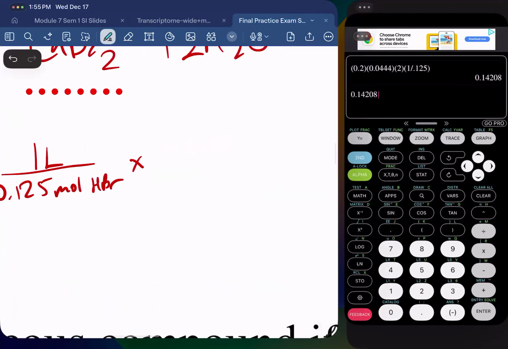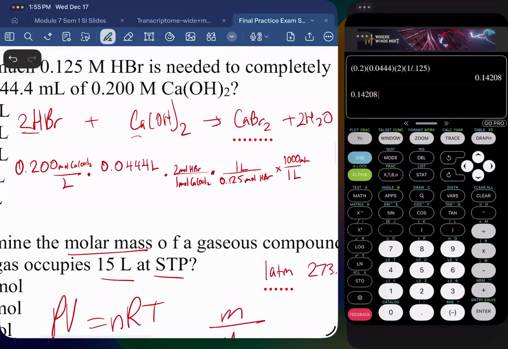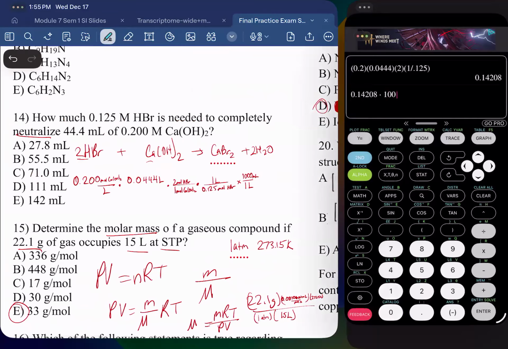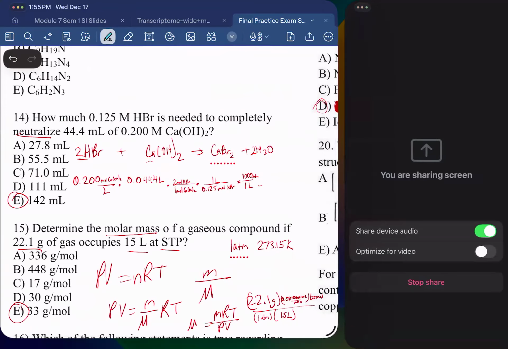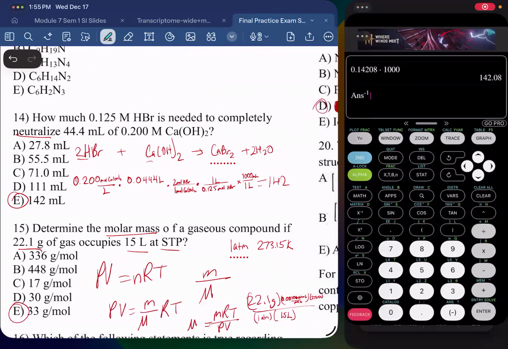And so then from there, we can take 1 liter and multiply it by 1,000 milliliters, and that'll give you the milliliter amount. So times this by 1,000, and we'll get 142. And so that's where 142 comes in. Okay? Does that make sense? Any questions about that? Yeah, that makes sense.